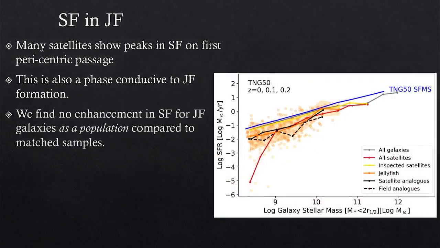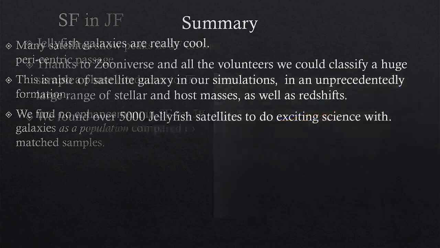But as a result of that, if you look at a population-wide of jellyfish, you can see that there are indeed many jellyfish galaxies that are well above the star-forming main sequence, but generally they're below. So as a population, jellyfish galaxies are found below the star-forming sequence, at least in our sample.